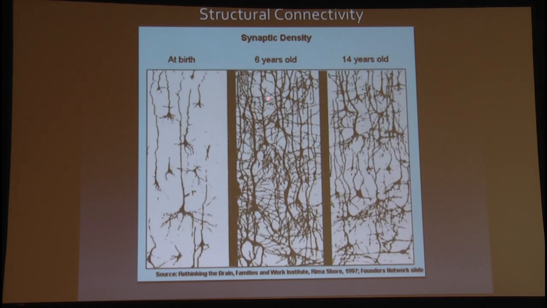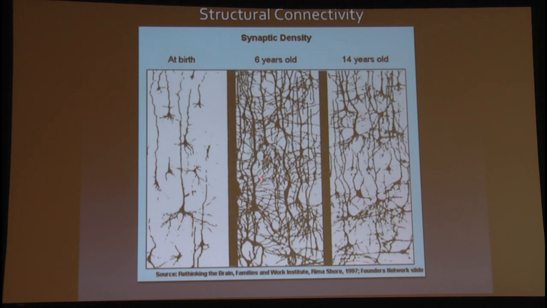Here is a brain of a six-year-old. Same number of neurons. Look at all those connections. It's like this gigantic web of connections that have been formed. There's an incredible growth of these white matter processes that connect neuron to neuron all throughout the brain. And then look what happens at the age of 14.